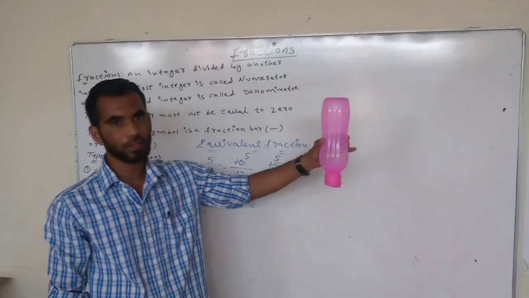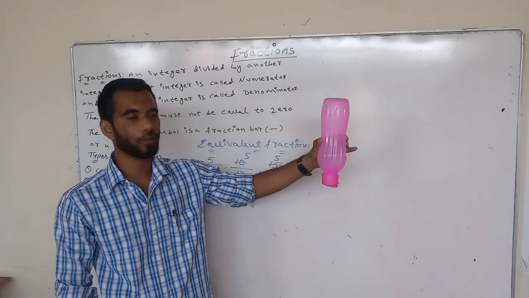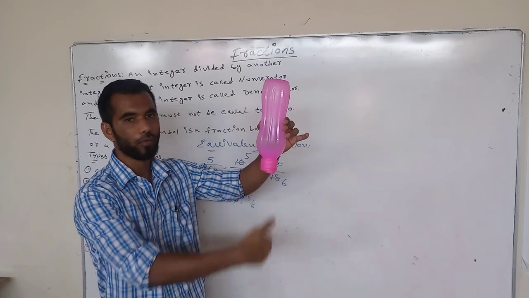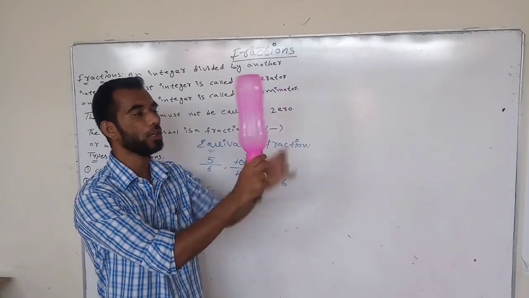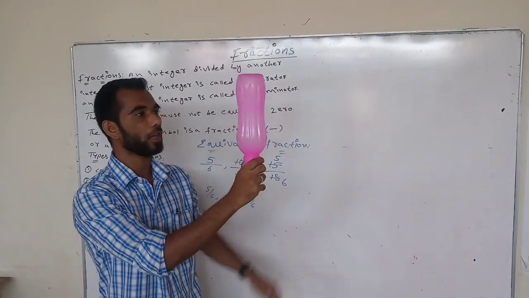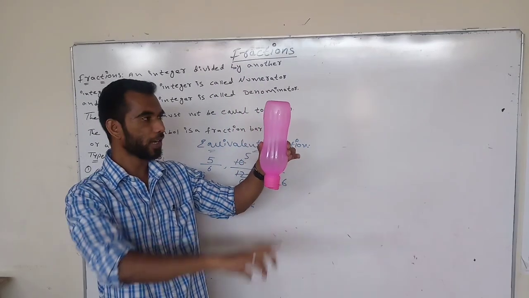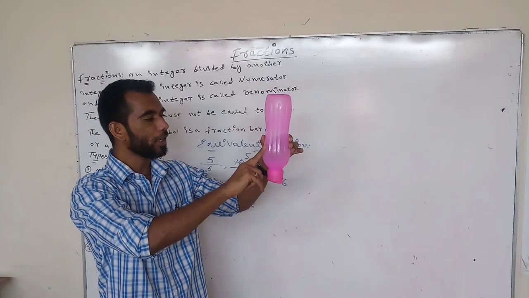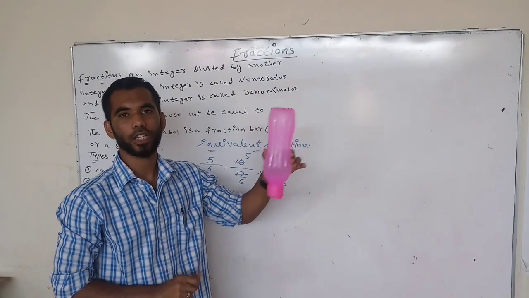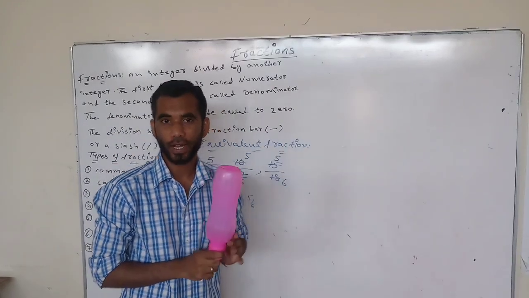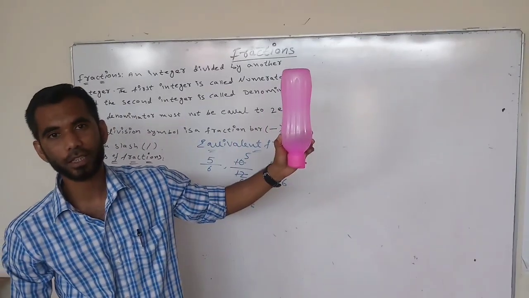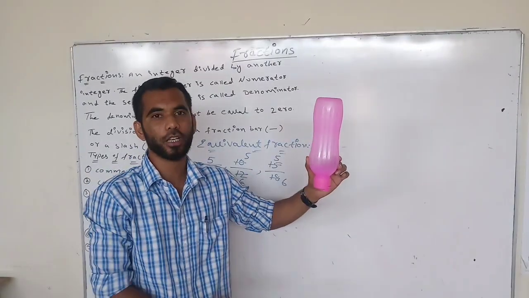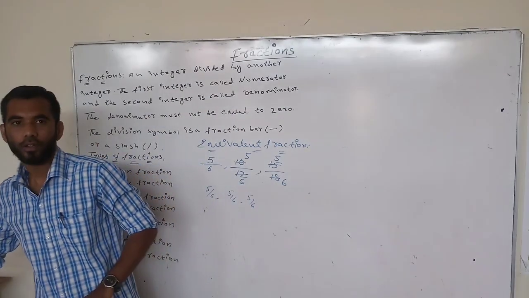And what is improper? If I put the water bottle like this, it is improper. Why is it improper? You cannot put the water bottle like this. If you open the cap, water will fall down. Is it not? So it is not a proper way. It is an improper way. So what is an improper fraction? A fraction in which the numerator is big and the denominator is small. A fraction in which the numerator is bigger than the denominator is called an improper fraction.